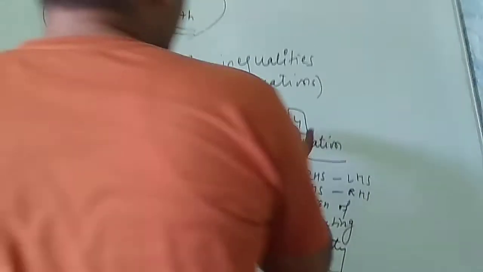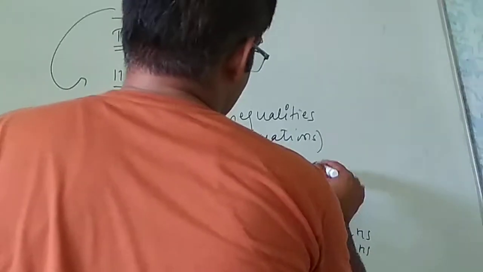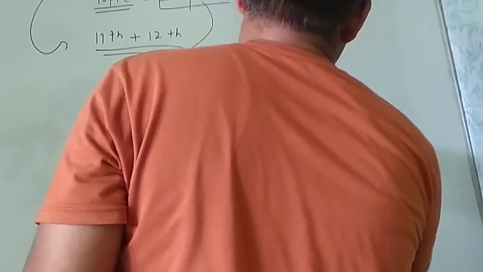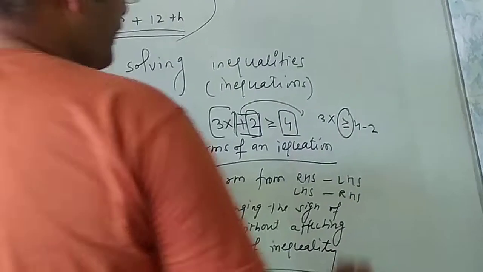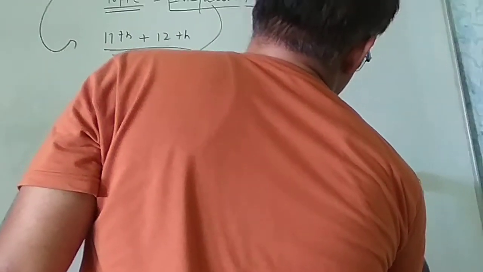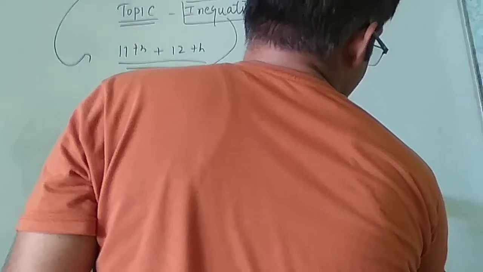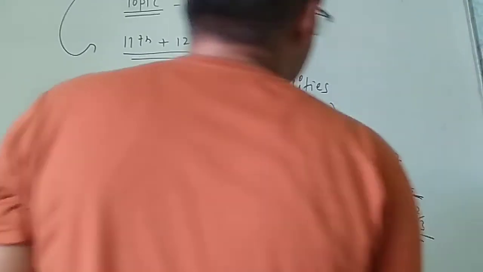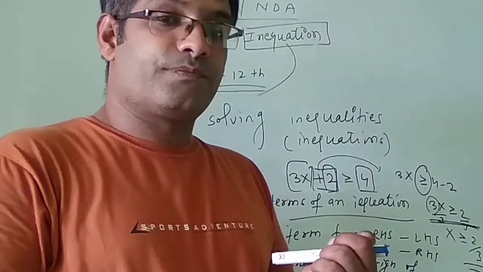We can shift, for example, there is a term plus 2, so I can shift it from the left hand side to the right hand side as 3x greater than or equal to 4 minus 2, without affecting the sign of inequality. It becomes 3x, then x, and divide by 3. So these are the rules to solve the inequation.